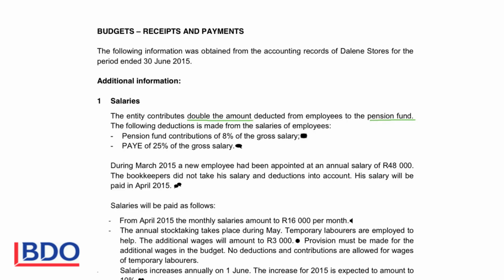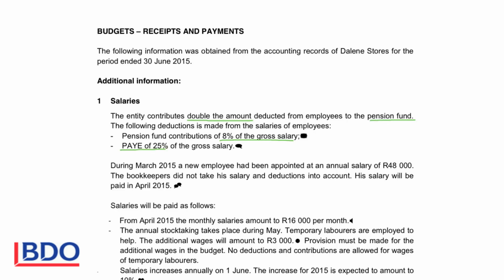The following deductions are made from the salaries of employees. Pension fund, 8% of gross salary. Now remember, the gross salary is the amount that they offered you to work for them when they appointed you. The net salary is after deduction, so make sure that you know the difference between gross salary and net salary. Pay as you earn of 25%.